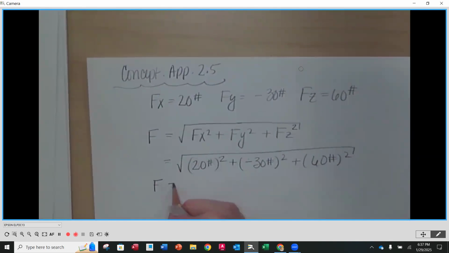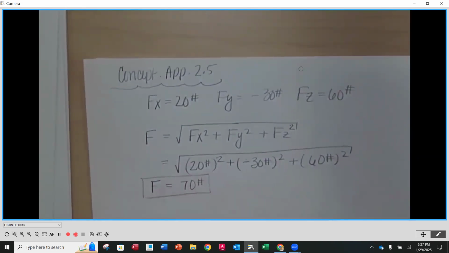So our value for F should come out to be 70 pounds. Did you guys get that? Okay. Any questions so far? Because we've got to do the angles, yeah.